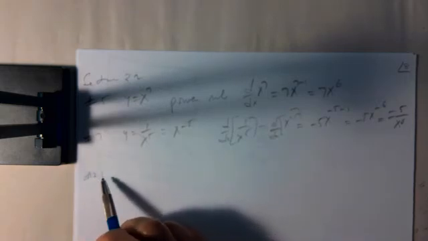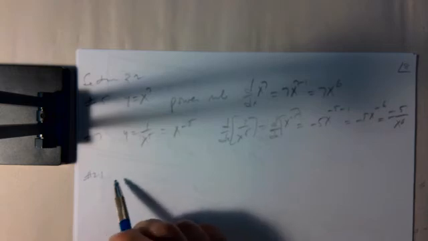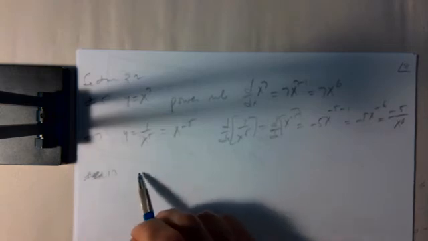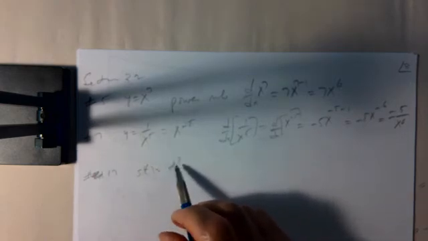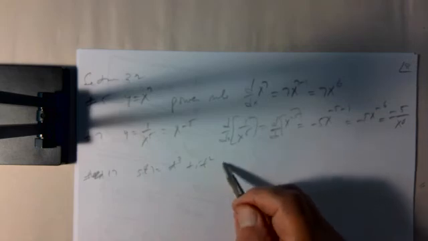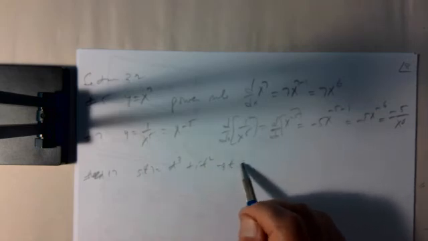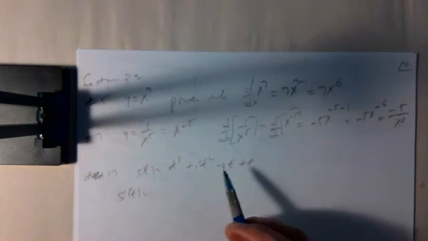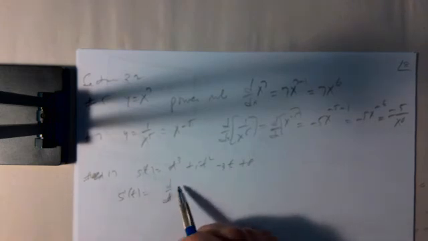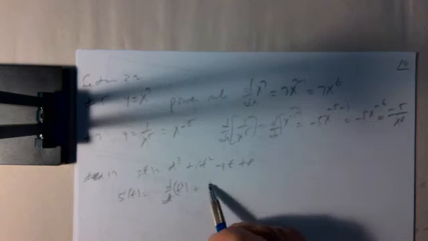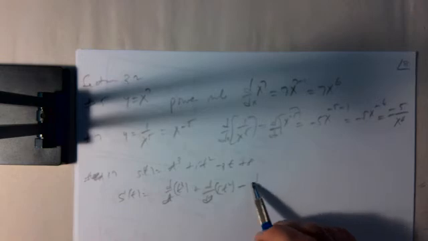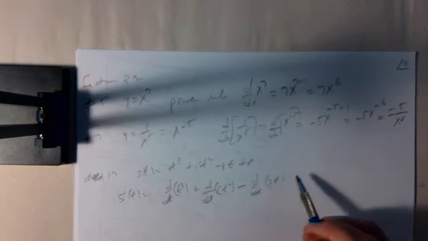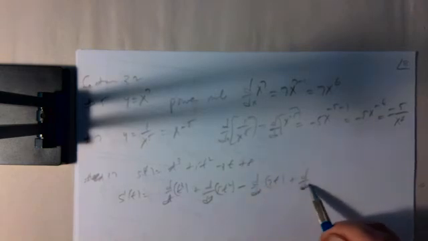Let's do a few that are not necessarily in the homework. Let's say number 17, s of t, this is a certain polynomial, t cubed plus 5t squared minus 3t plus 8. So the derivative, you do it term by term, is the derivative of t cubed plus the derivative of 5t squared minus the derivative of 3t plus the derivative of 8.